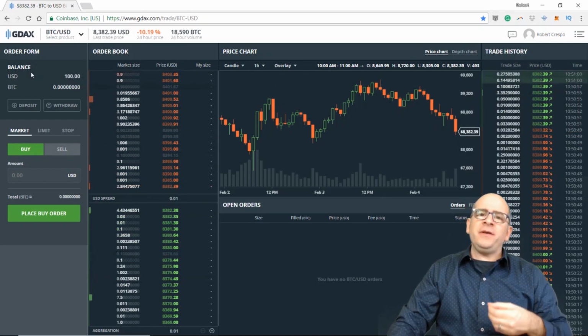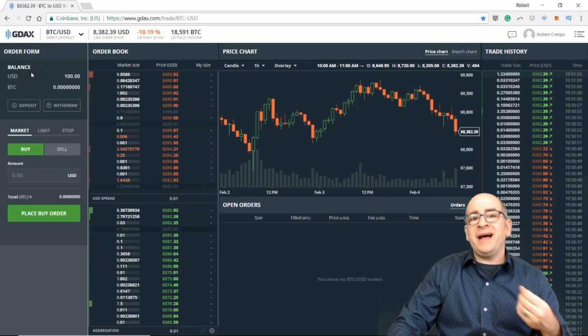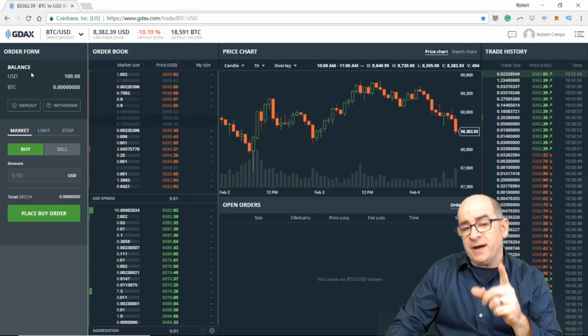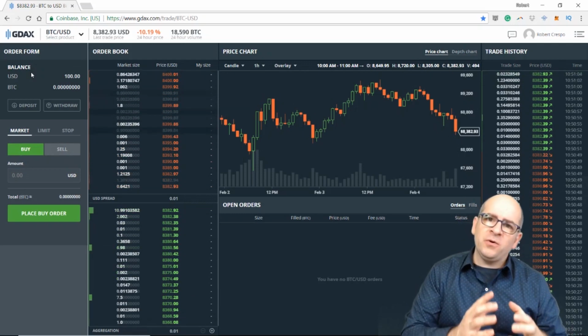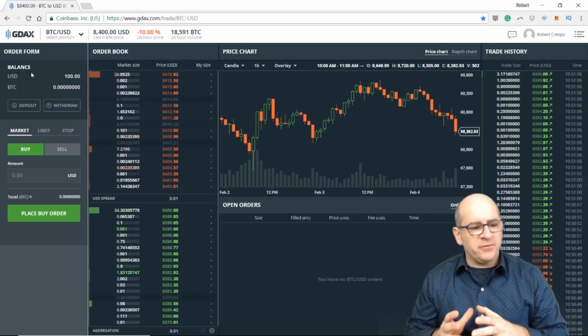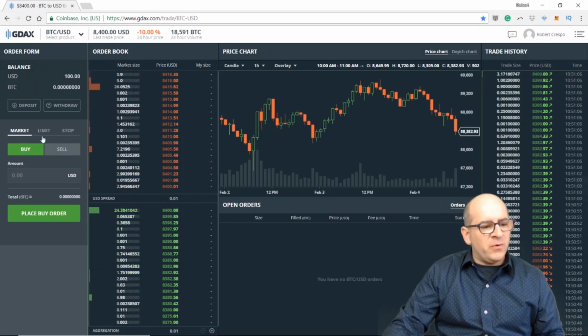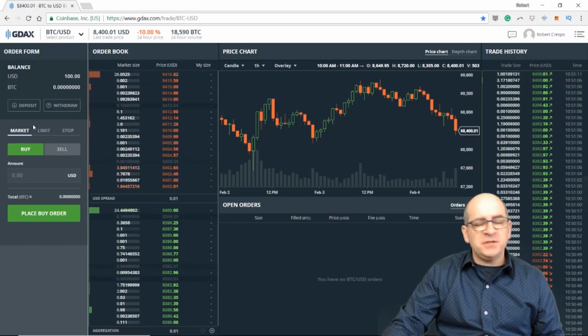I want to show you how easy it is to create a buy order, a limit buy order, to buy your Bitcoin without paying any fees whatsoever. Now there are a number of ways to buy Bitcoin on GDAX.